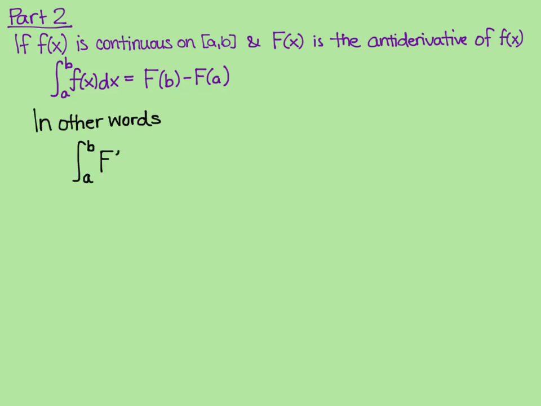So, in other words, if we have the integral from a to b of f prime of x dx, I'm just going to take f of the top value, which is b, minus f of the bottom value, which is a. And that is the area, or the Riemann sum, under the curve.